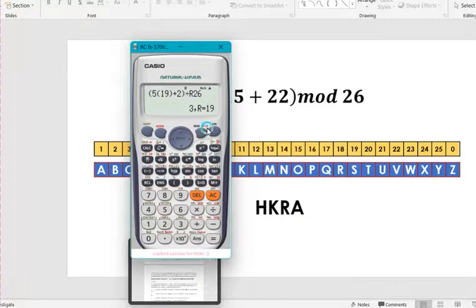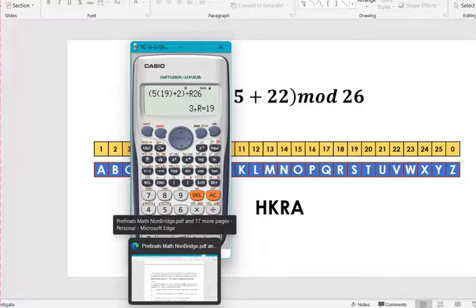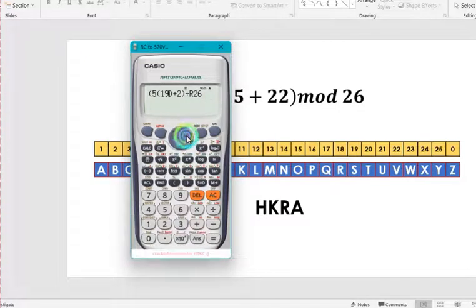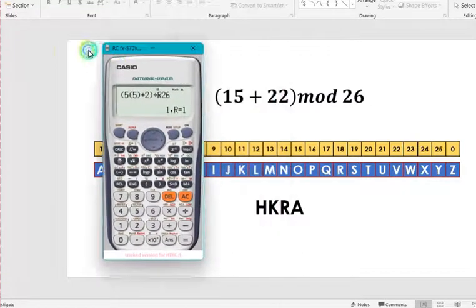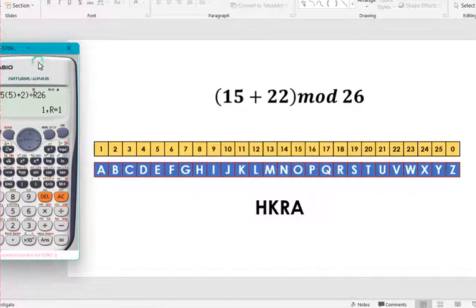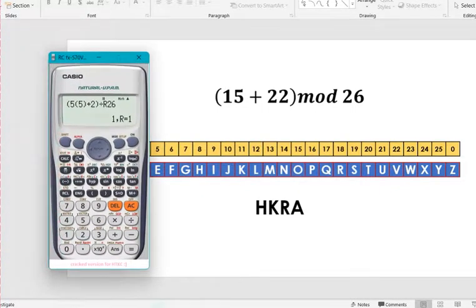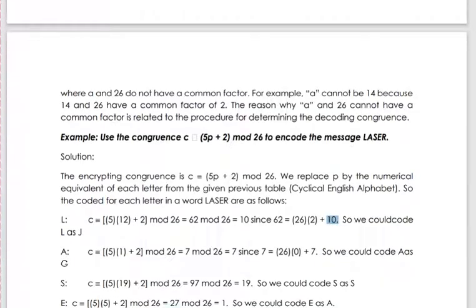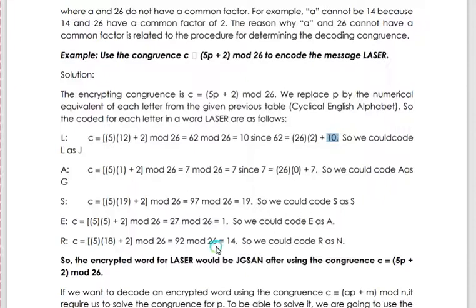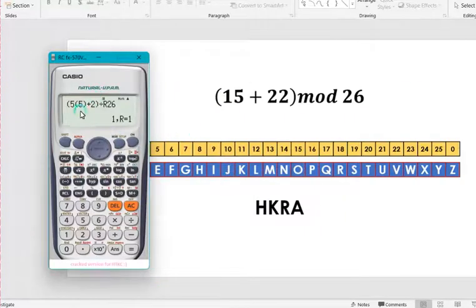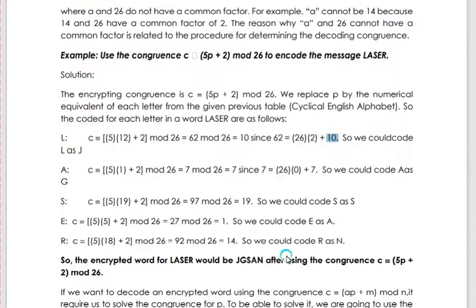So we have also your E is 5, so we have 2, 1. So this is A, this one. So we have A, and we have your R, which is 18. Just input 18, our answer is 14, and that is its representation. So, that means, if you send a message, instead of laser, you will use JGSAN.